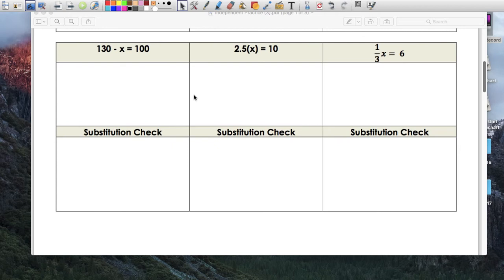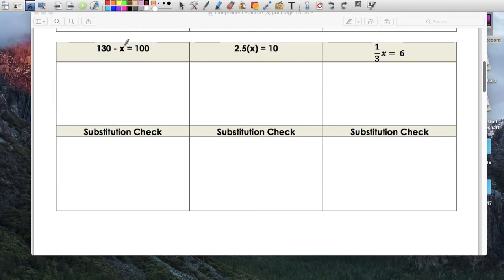130 minus x equals 100. So I'm looking for a number that's subtracted from 130 that equals 100. I'll try that again. A number subtracted from 130 equals 100. Okay, that's what I'm looking for. So now, fact families are always nice. That always comes in handy.